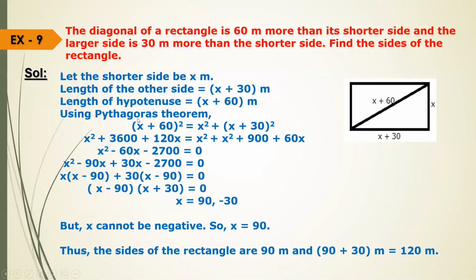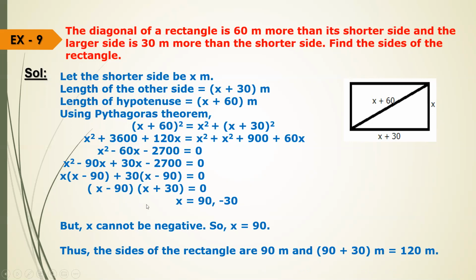Open the whole square brackets. Open the brackets using whole square. Collect the like terms. This is the final equation which I got. X square minus 60x minus 2700 equal to 0. Solve it by splitting the middle term.